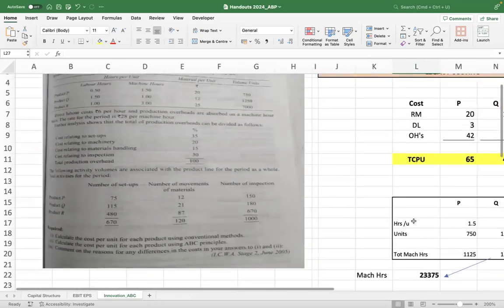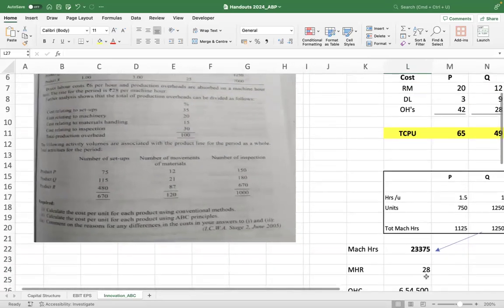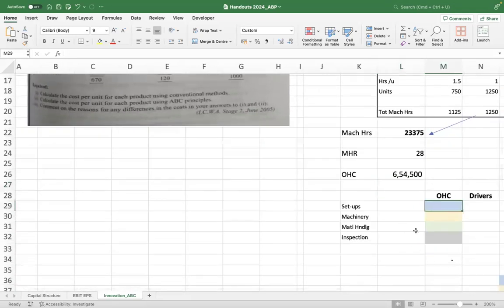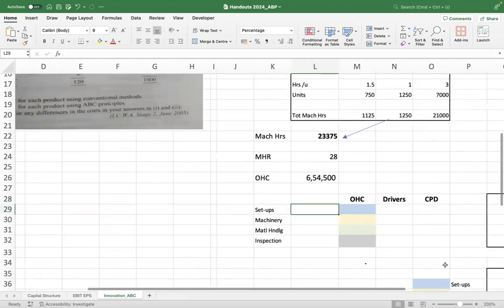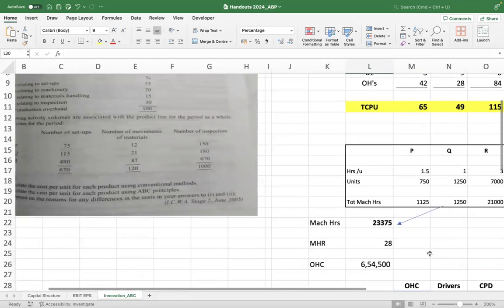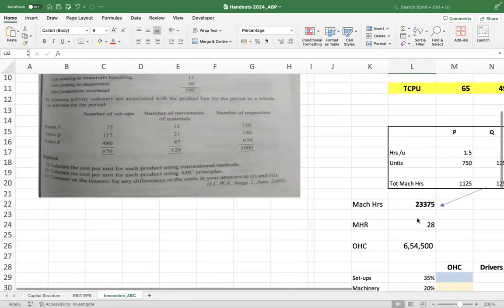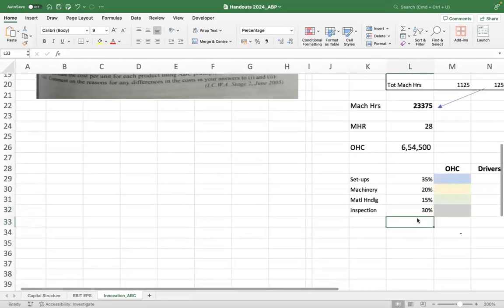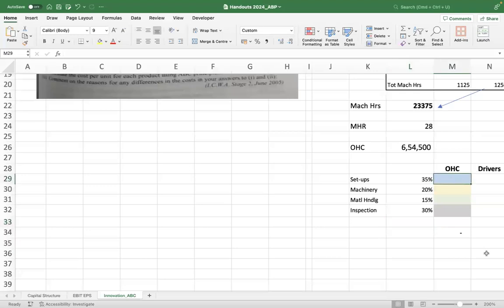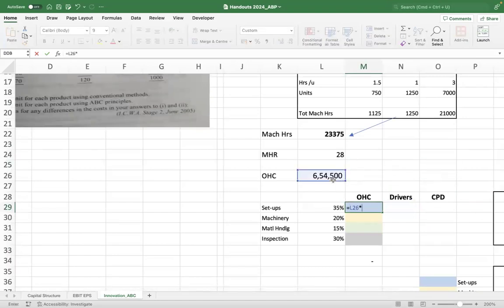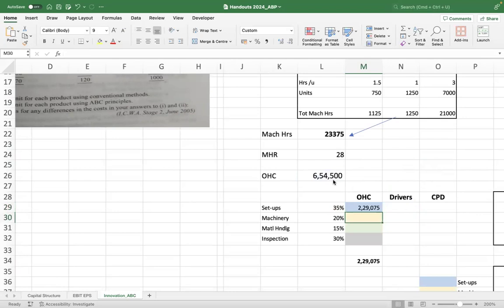Now we will break up the costs to set up machinery, material handling and inspection. Percentages क्या हैं आपके? 35%, 20%, 15% and 30%. बराबर? So what are your overhead costs then relating to each of these? 6,54,500 into 35% is relating to setups.